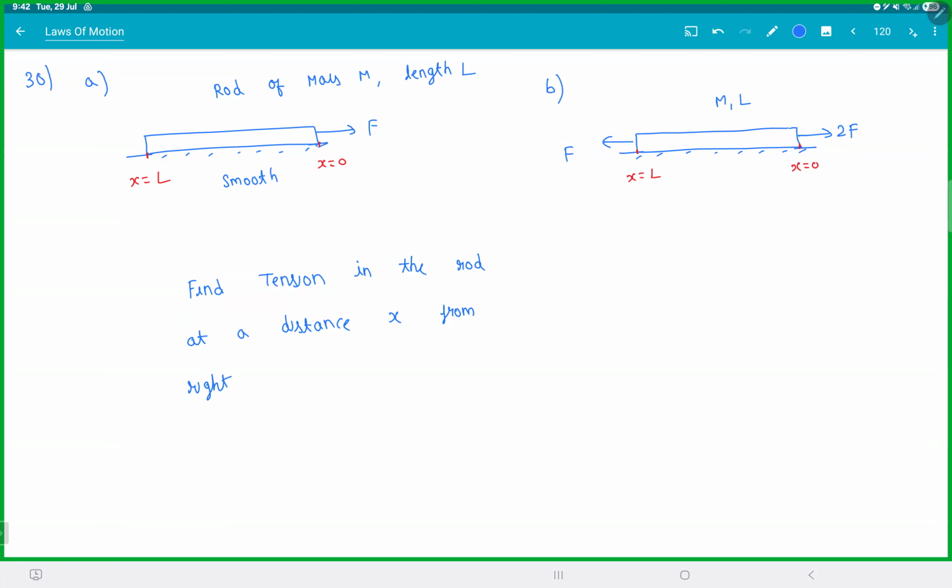Again, remember the process. Step 1, choose your system. Step 2, forces. We want to find tension somewhere, cut it there. Draw the FBD, solve.